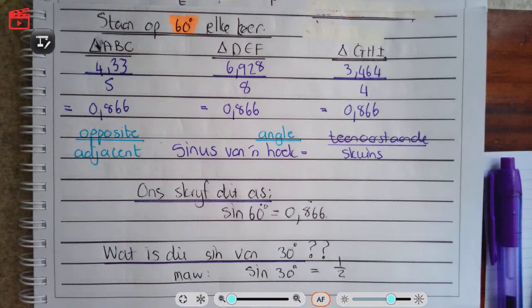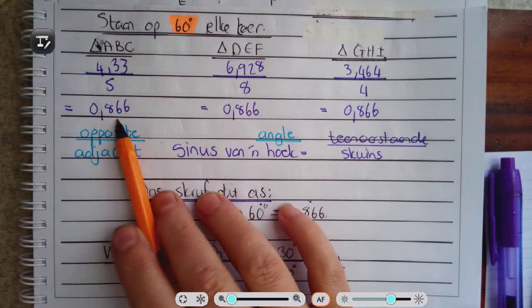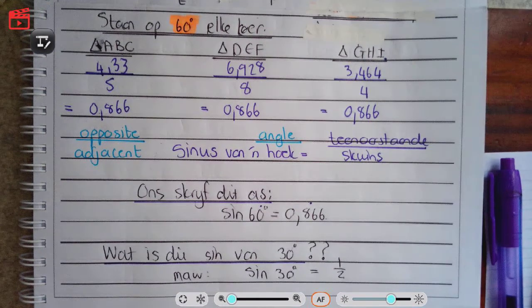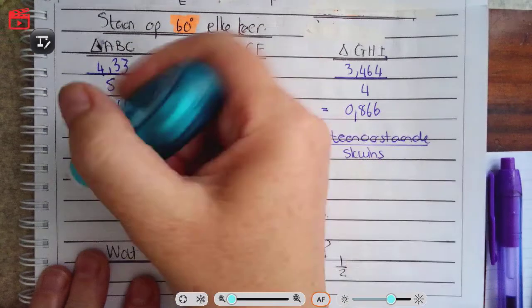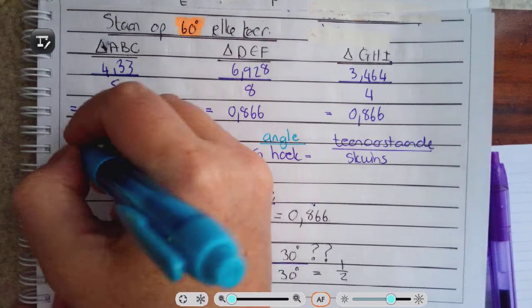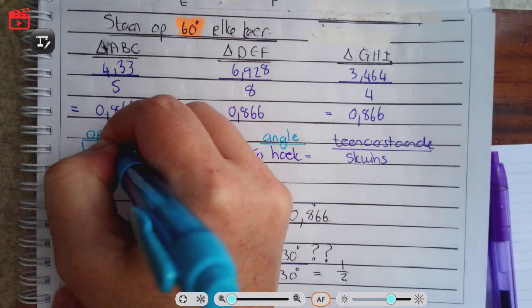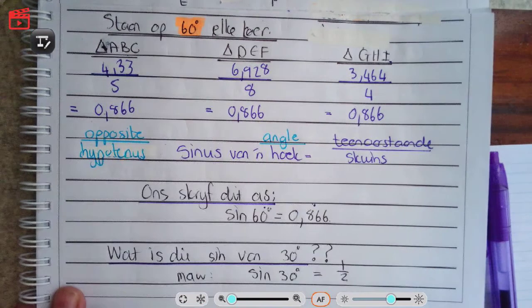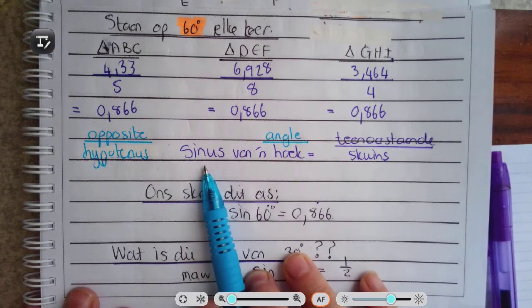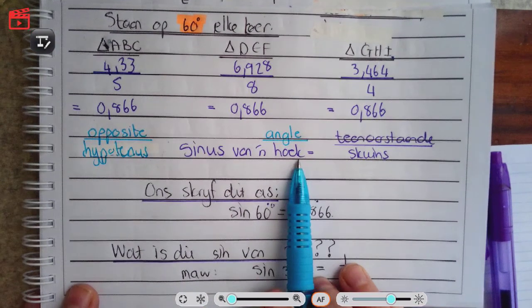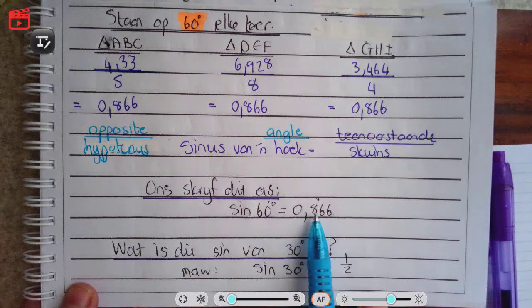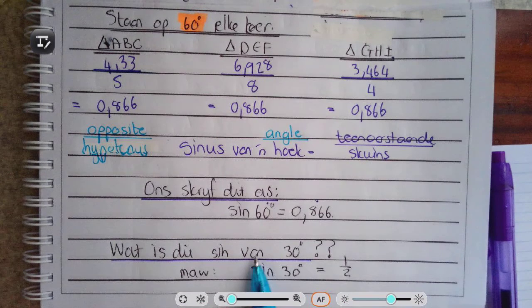Wanneer jy dit gedoen het, kry jy elke keer presies dieselfde verhouding, 0.866. So when you divide opposite through the hypotenuse, you get what we call the sine of the angle, die sinus van die hoek. Die hoek in hierdie geval was 60 grade, ons skryf dit as the sine of 60 equals 0.866. Wat is die sin van 30?